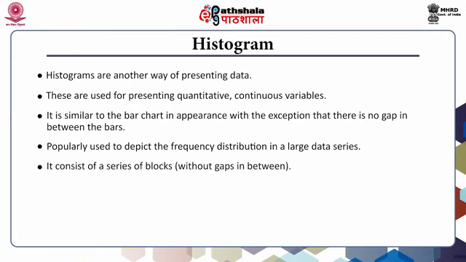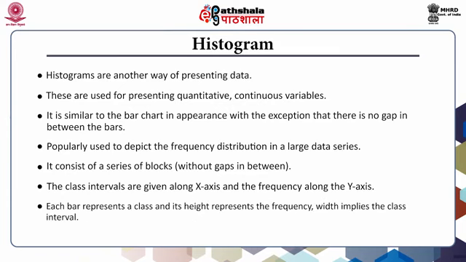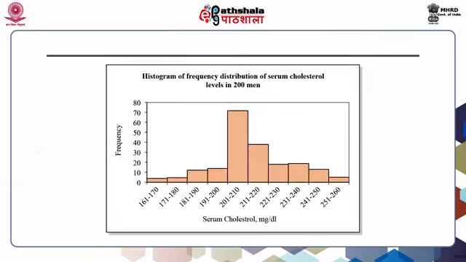It consists of a series of blocks without gaps in between. The class intervals are given along x-axis and frequency along y-axis. Each bar represents a class and its height represents the frequency, width implies the class interval. Gives an example of a histogram of frequency distribution of serum cholesterol levels in 200 men. While the x-axis has the class interval, the y-axis has the frequency.